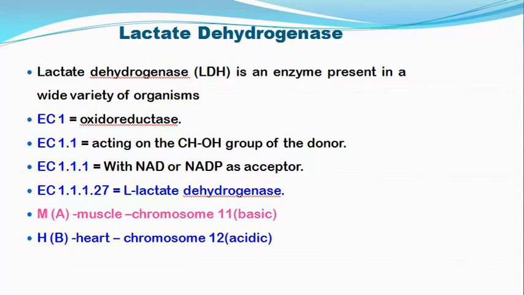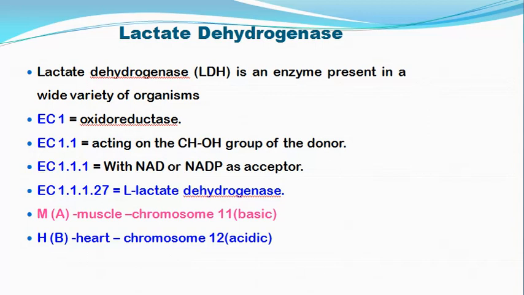A very common example of isoenzymes is the isoenzymes of lactate dehydrogenase. Lactate dehydrogenase is an enzyme present in a wide variety of organisms. At first we have to find out the IUB naming of lactate dehydrogenase. Here we can see that it is EC 1, which indicates that it is an oxidoreductase enzyme.